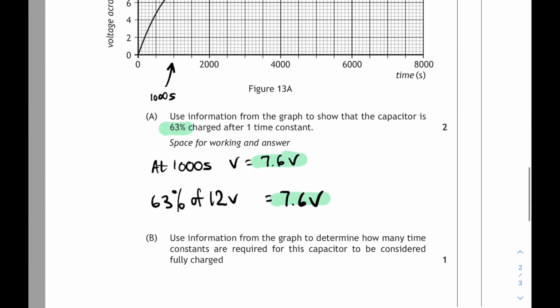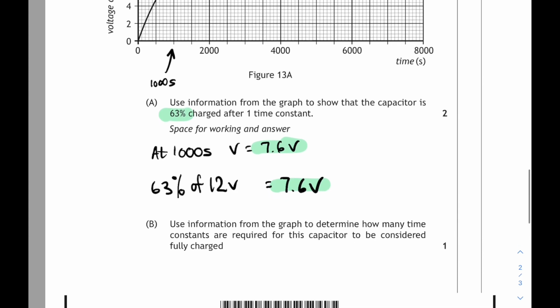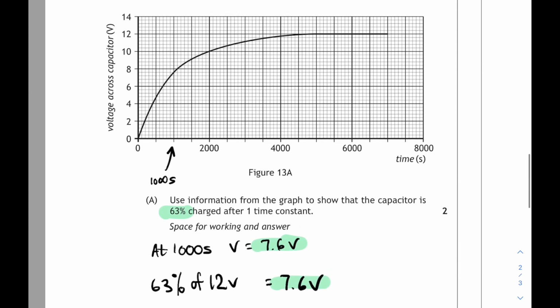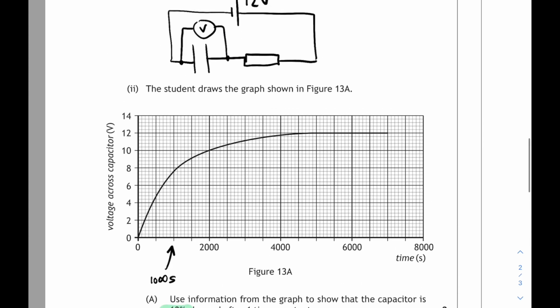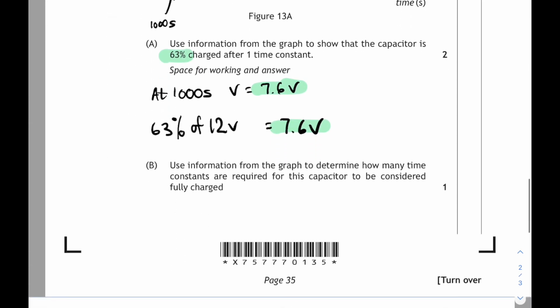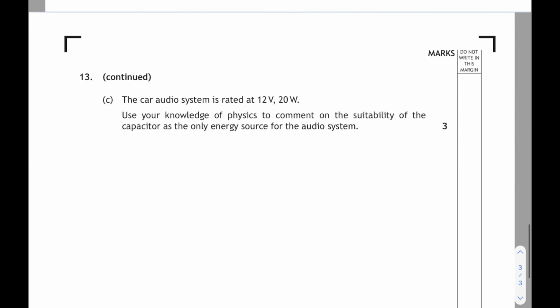Next bit says using information from the graph, determine how many time constants are required for the capacitor to be fully charged. Well, it's fully charged at 12 volts at round about that point there, which is at 5,000 seconds. And since we know that the time constant for the circuit is 1,000 seconds, then that means that there were 5 time constants. The capacitor will be fully charged at 5 time constants.